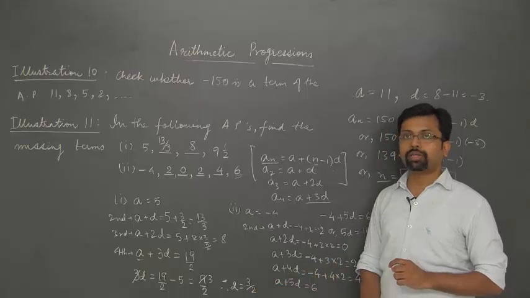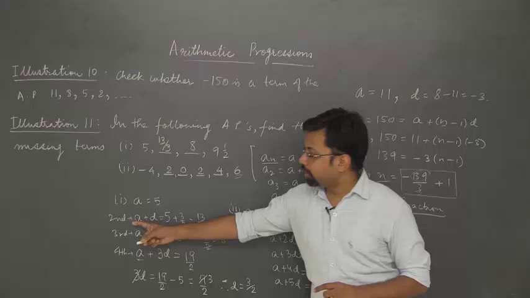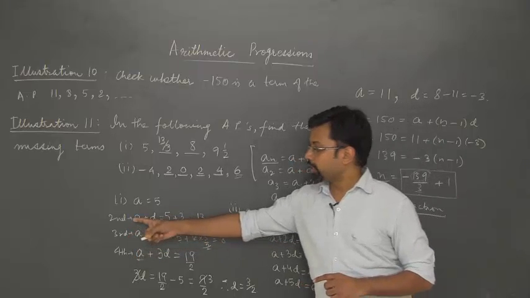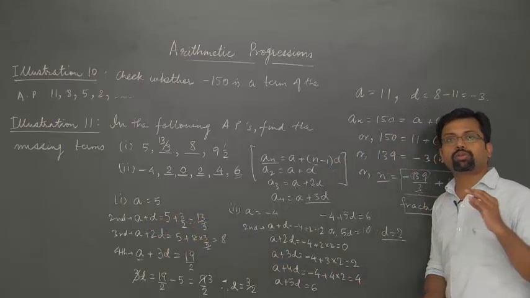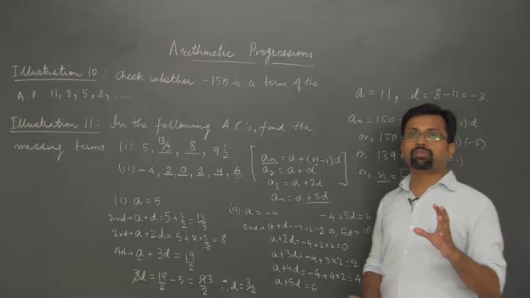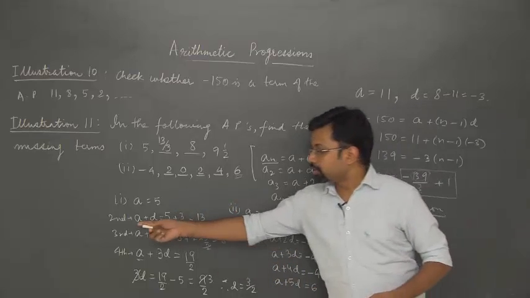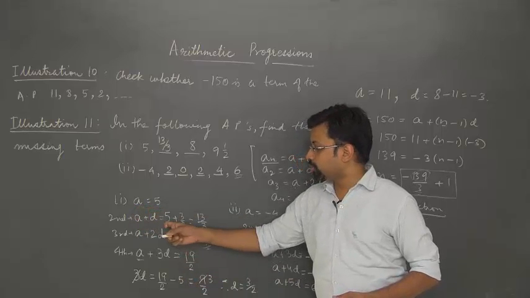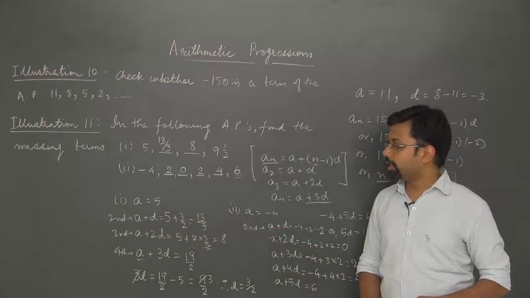Once we get the common difference as 3 by 2 and we know the first term as 5, we can calculate the second and the third term according to these formulas. So the second term would be a plus d for any AP. For any AP with the first term equal to a and the common difference equal to d, you can find the second, third, any term that you want to. So the second term will be a plus d. A is 5 and d is 3 by 2. So we get 5 plus 3 by 2. You simplify it, you will get 13 by 2.